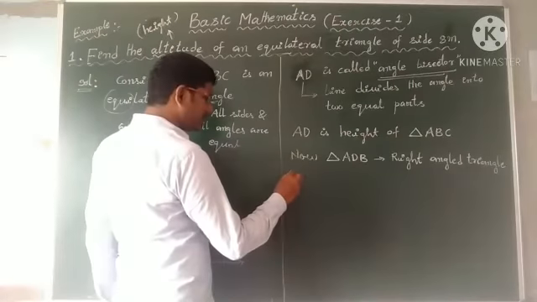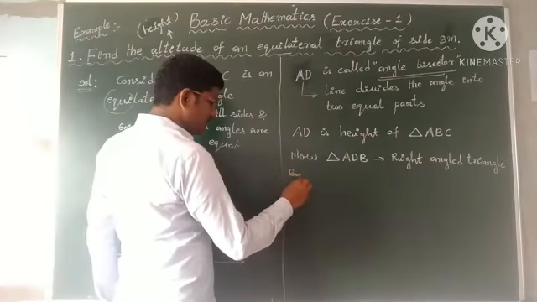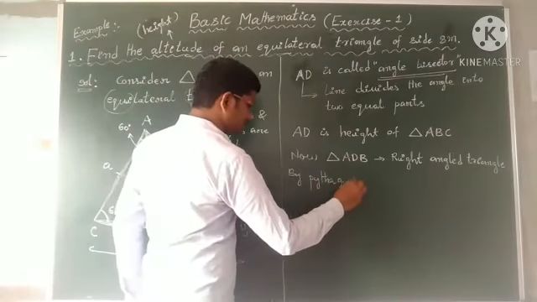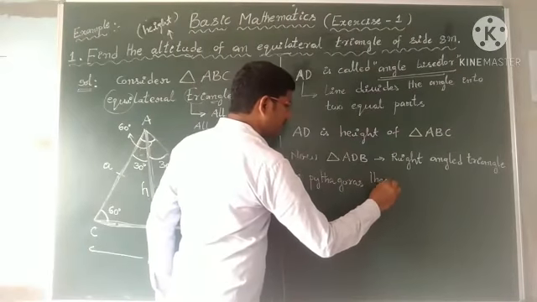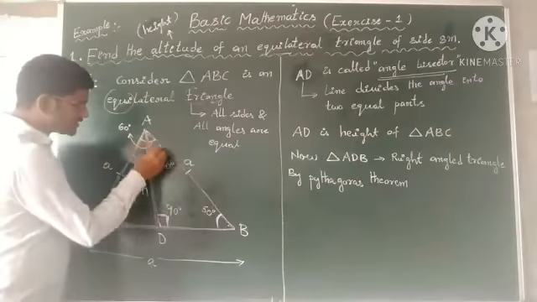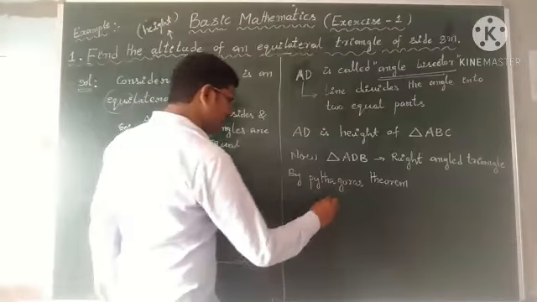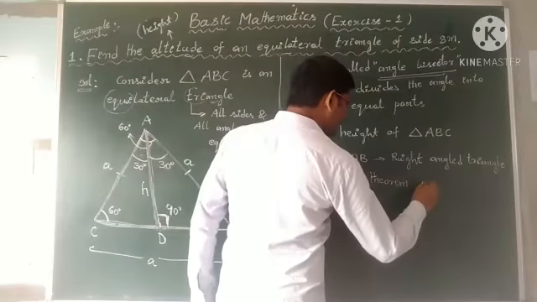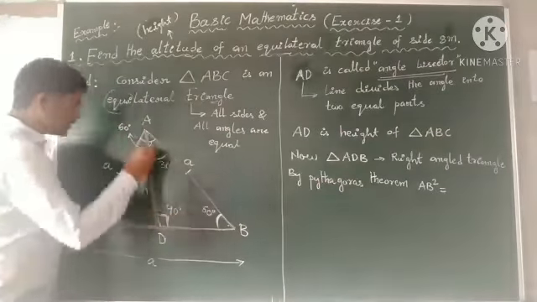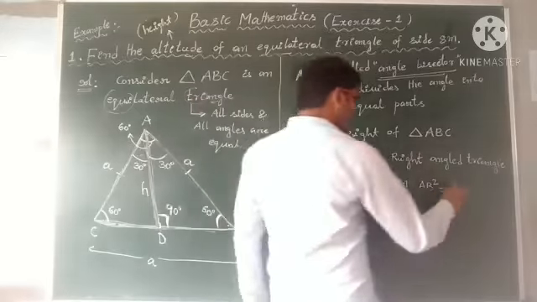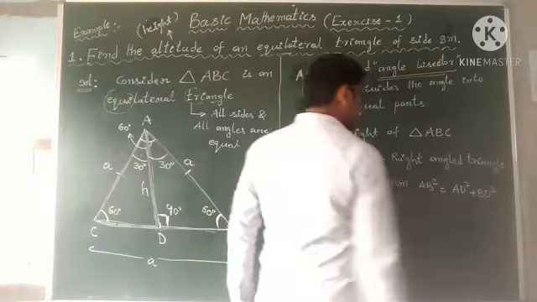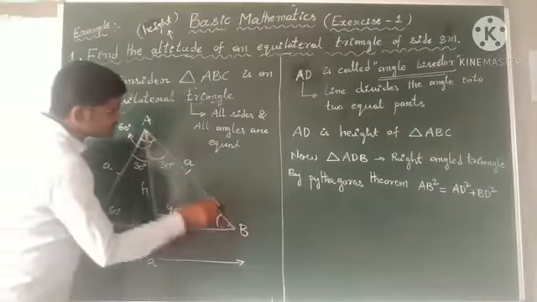Now I am writing. By Pythagoras theorem, hypotenuse, the longest side, hypotenuse square means AB square. So by Pythagoras theorem, what will you write, students? AB square is equal to AD square plus BD square. Okay, we know AB length is A units.